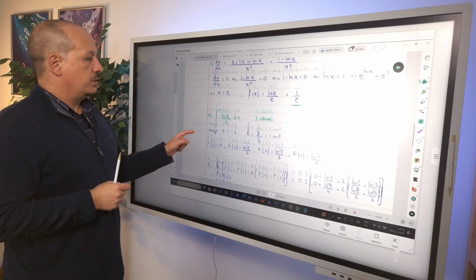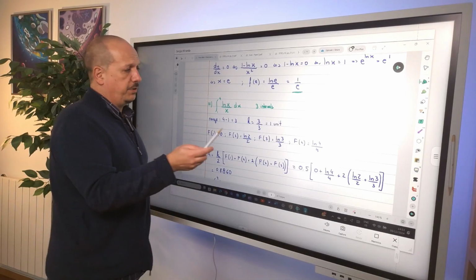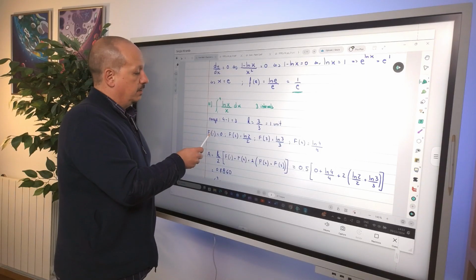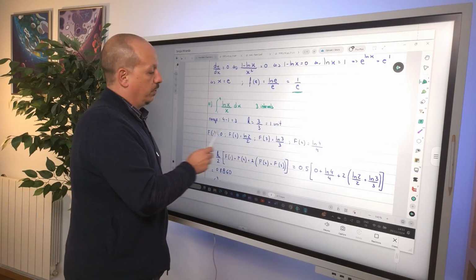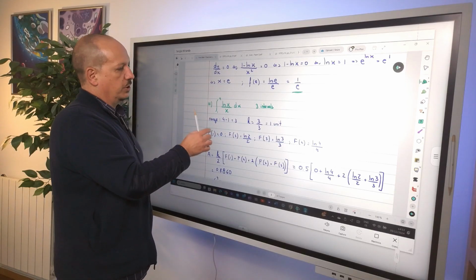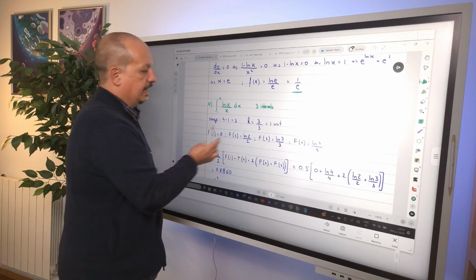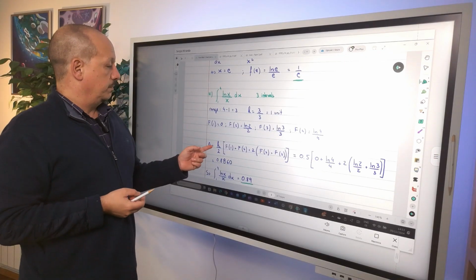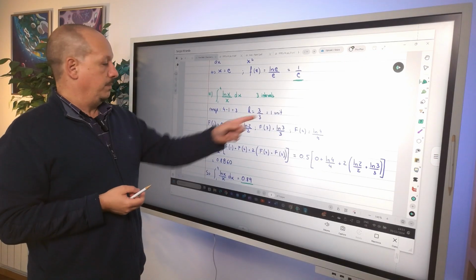Okay? So now you have to do the various heights. If you have 3 strips, you have a total of 4 heights. For 1, 2, 3, and 4, just plug in these values in the original equation, and you have here the heights in terms of natural logarithm. Then apply the rule. H is 1.